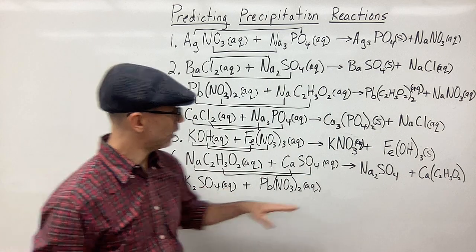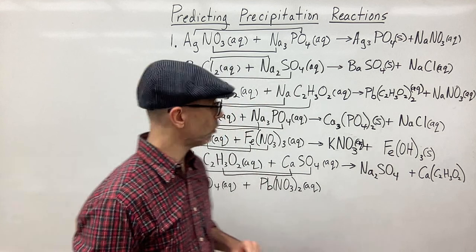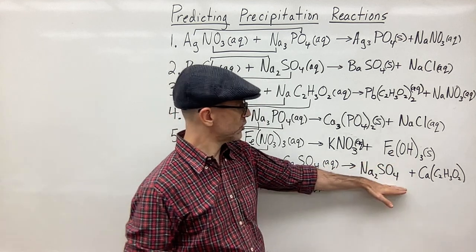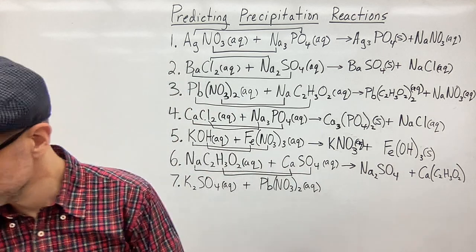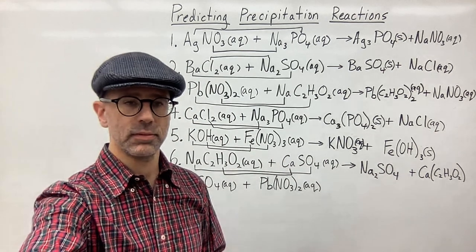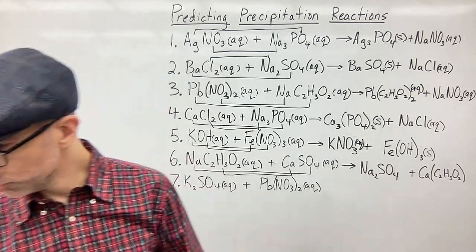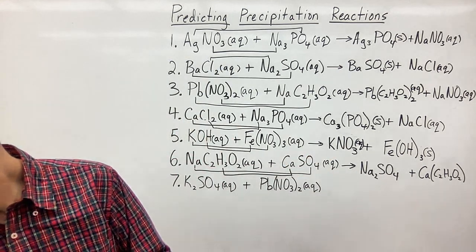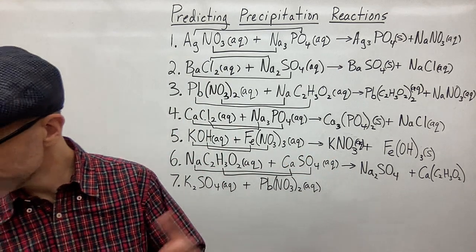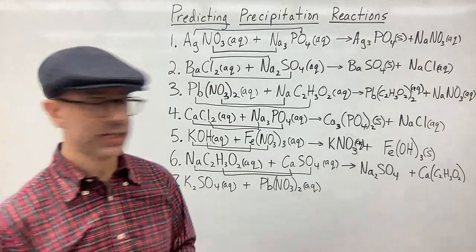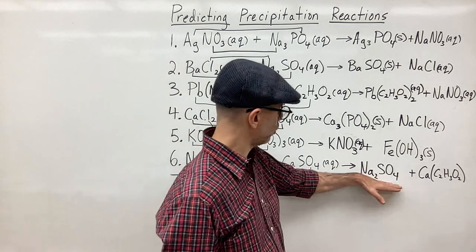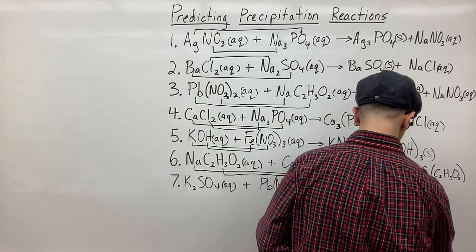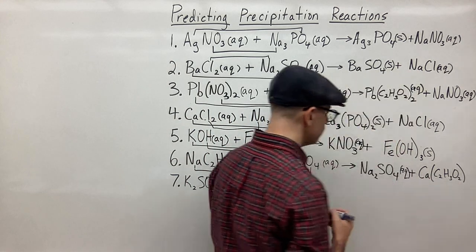Okay, so now that we have our 2 products, what we're going to do now is see if they're soluble or insoluble. So again, the rule for sulfates is that sulfates are water soluble except barium and lead-2. We don't have barium, we don't have lead-2. So this is soluble. So we have aqueous.